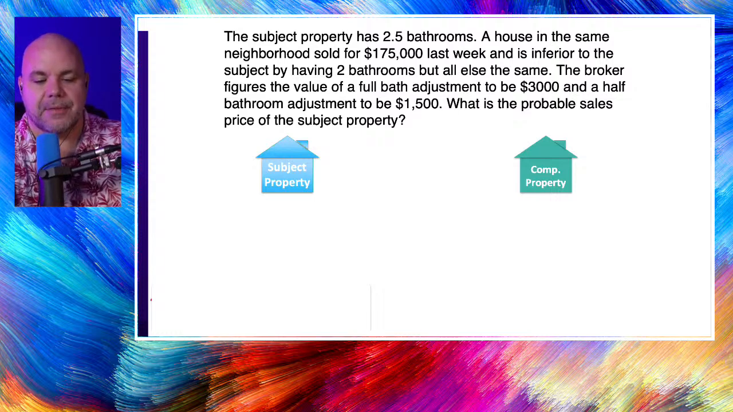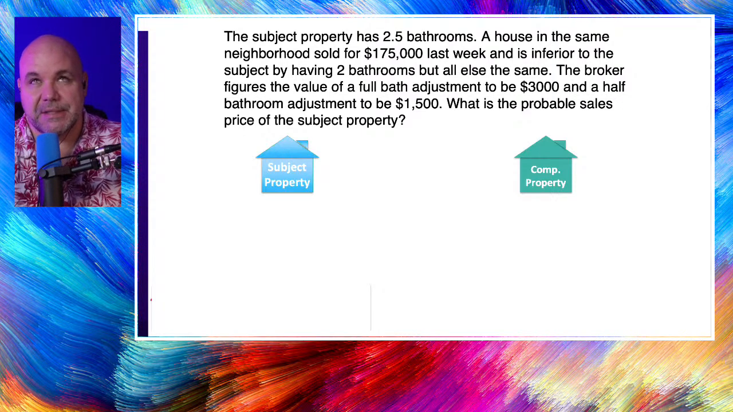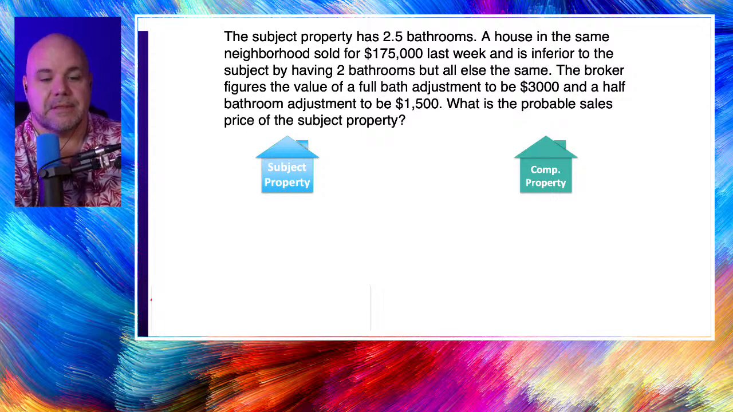Broker says a full bath, based on their research, is a $3,000 adjustment. Half bath is a $1,500 adjustment. By the way, half bath is not necessarily exactly half the value of a full. In fact, if I rewrote this question, which I need to do actually, I'd probably say 1,800 or 2,000. It's not going to be a direct half kind of equivalent sort of thing. So the subject has 2.5 baths. The comparable has 2. Now the comparable is inferior. It's sold for 175,000.